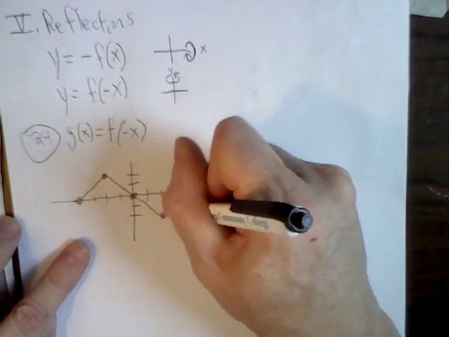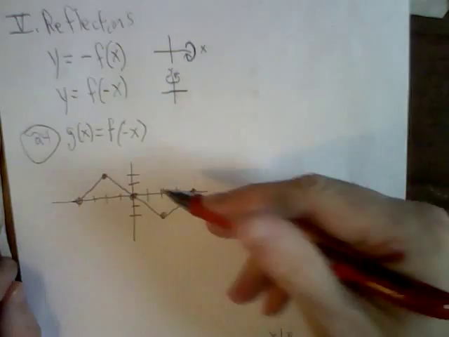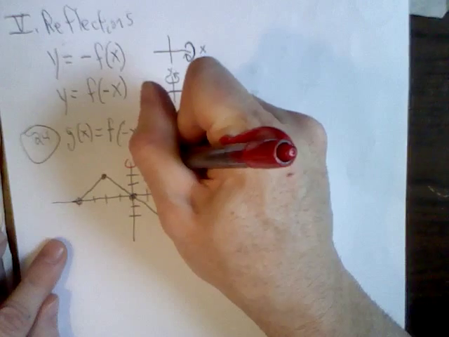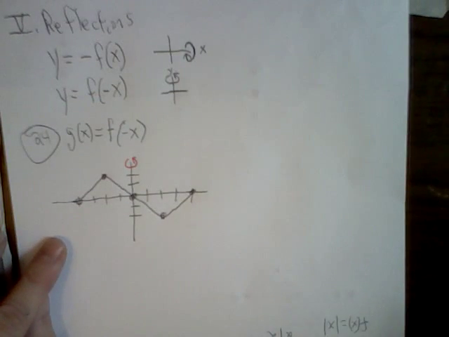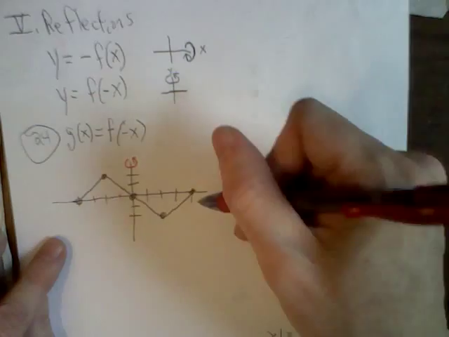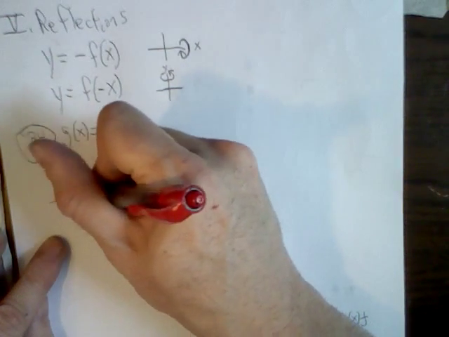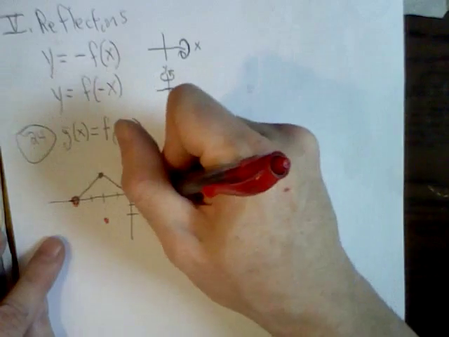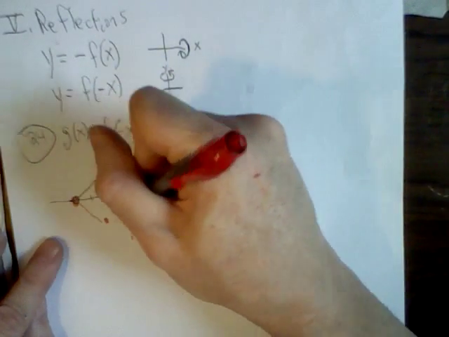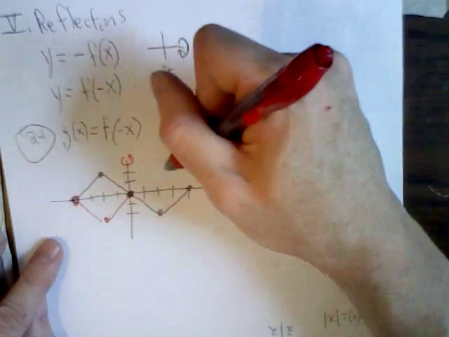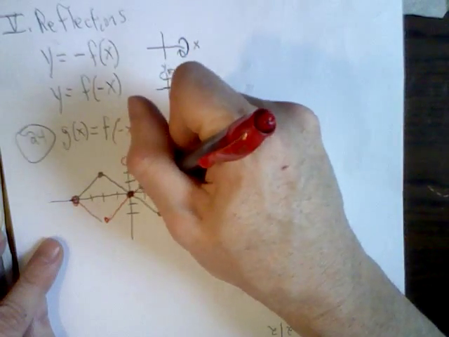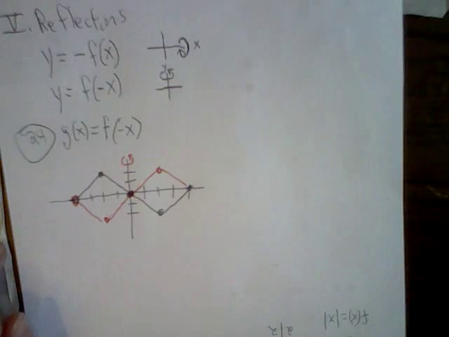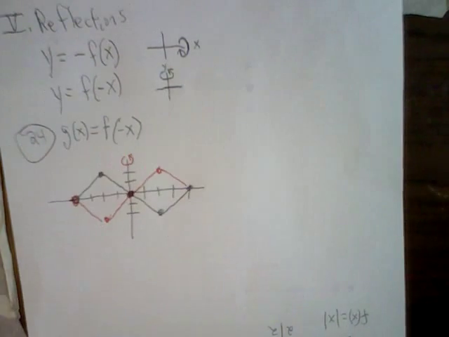So here's the original graph. If it's on the inside, again, it's a reflection around the y-axis. So it's going to take this point and put it over here. It's going to take this guy and put him over here. This guy will stay where it is. And then it's going to take this guy and put him over here, and this guy and swing him over here. Okay, so the end graph is the red thing.